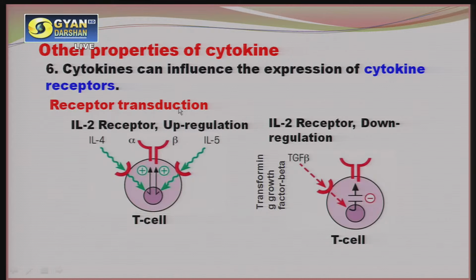receptor transduction. It shows the up regulation, and if there is down regulation, transforming growth factor beta will regulate the production of the cytokines. It means their expression would be very, very low during down regulation. If there is up regulation, the expression of interleukin will be very, very high. It will bind, and ultimately the T cell will function during the infection.